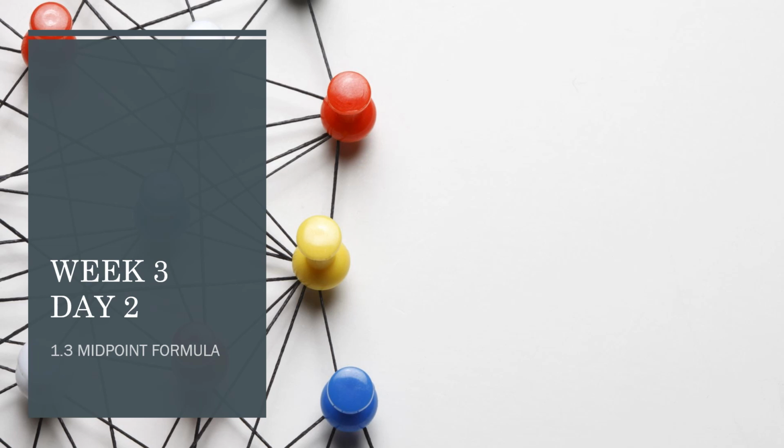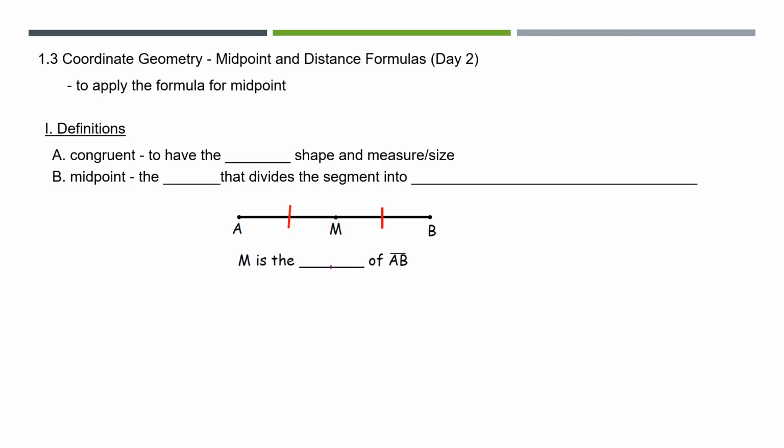So today we are going to continue with the idea of formulas based on the coordinate points. So today is week 3, day 2, 1.3 midpoint formula. Yesterday we did 1.3 coordinate geometry midpoint and distance formulas. That is still our same topic today. However, instead of doing the distance formula, we're going to be doing the formula for midpoint.